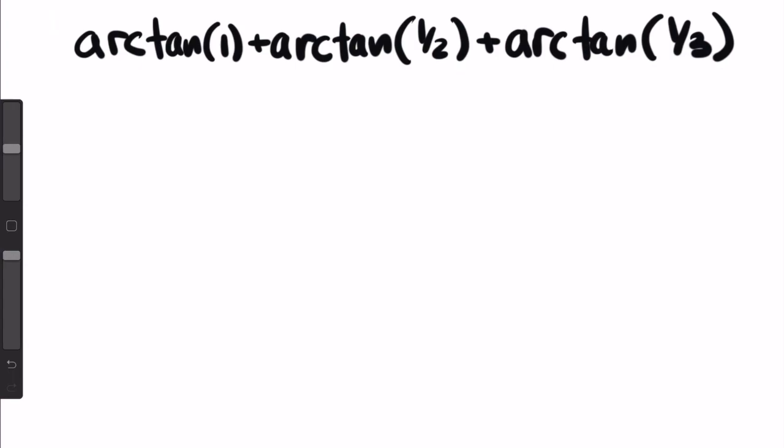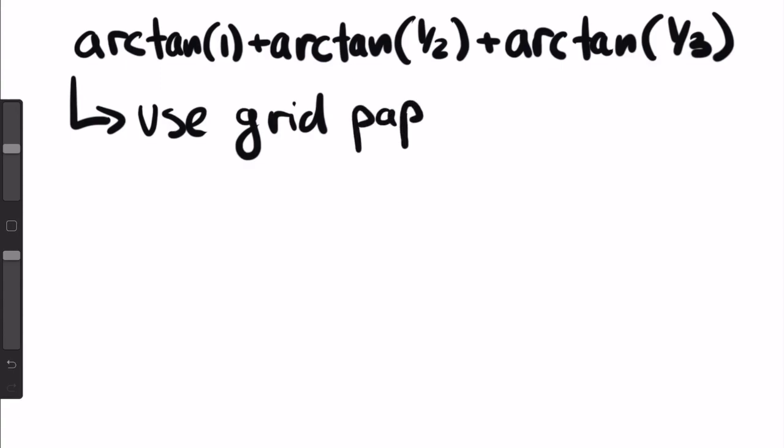Right, so we want to evaluate this expression. And of course, the natural idea is to use grid paper or squared paper, because 1, a half, a third are rational numbers, and we can actually draw these angles on a grid paper.